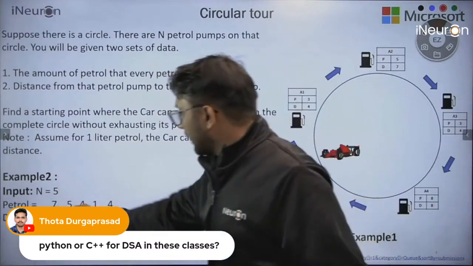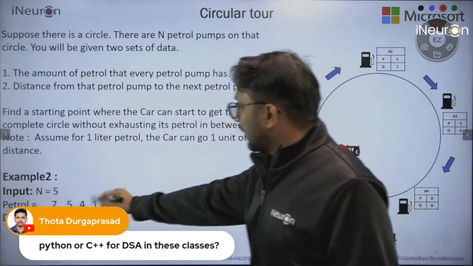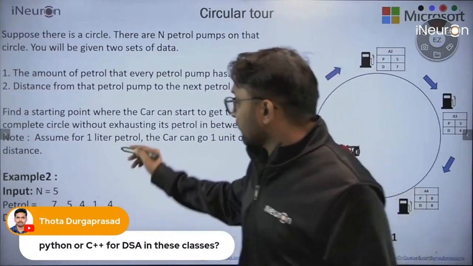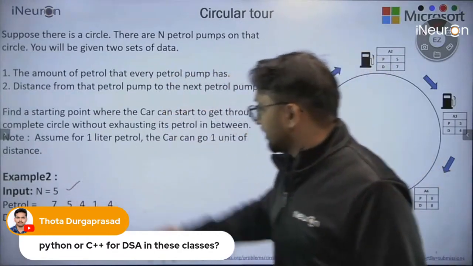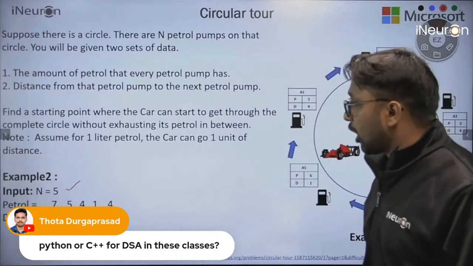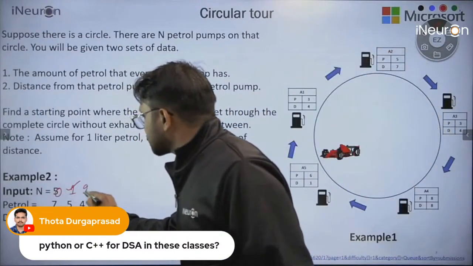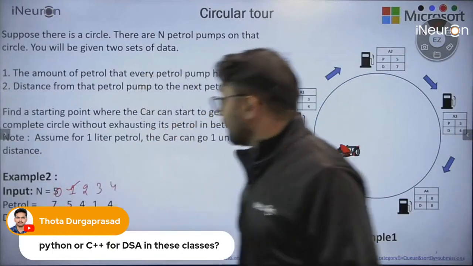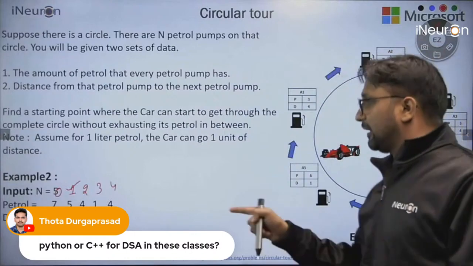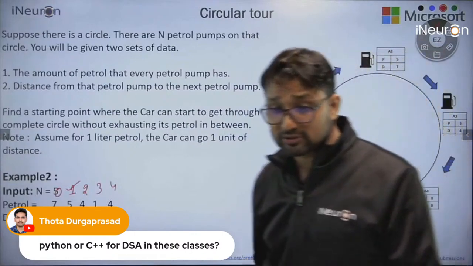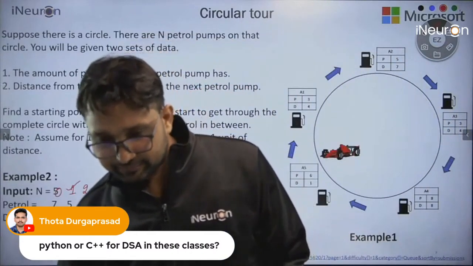So we have petrol and distances given in the form of arrays. The number of petrol pumps and number of stations is 5, and these two pieces of information are given. Can you tell me what should be the output? So 0th station, 1st station, 2nd station, 3rd station, 4th station. From which station do I have to start so that I can complete the cycle? Can you please reply in the chat box? Keep trying, keep replying, please.